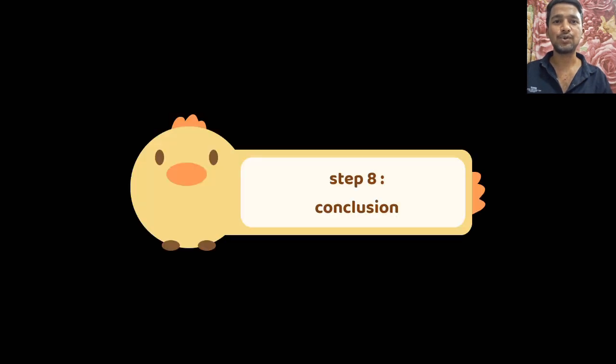Now we are diving into the last step, which is conclusion. And there you have it. Binary search is a powerful tool that makes finding elements in large lists super fast.